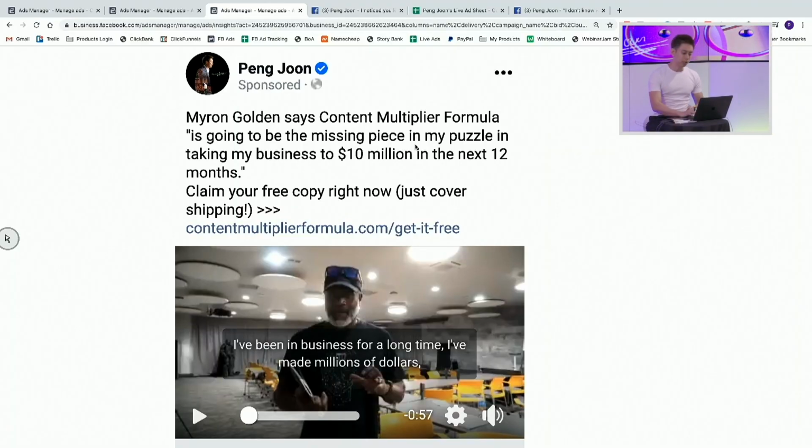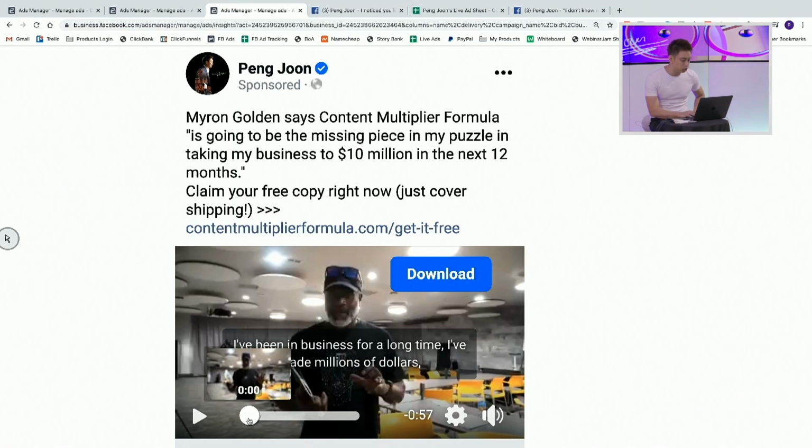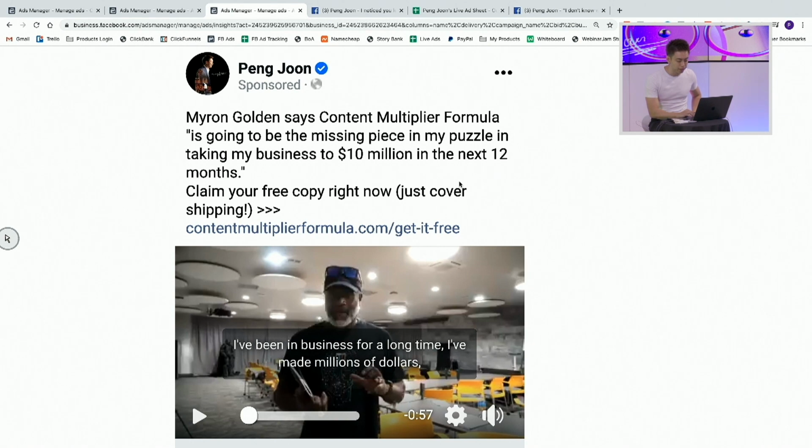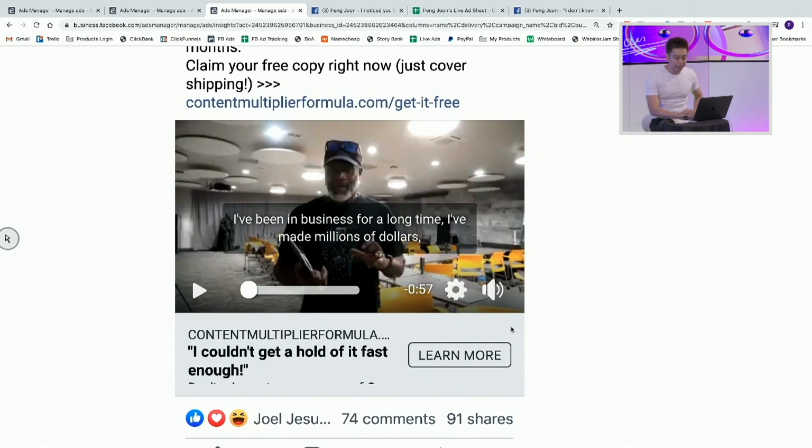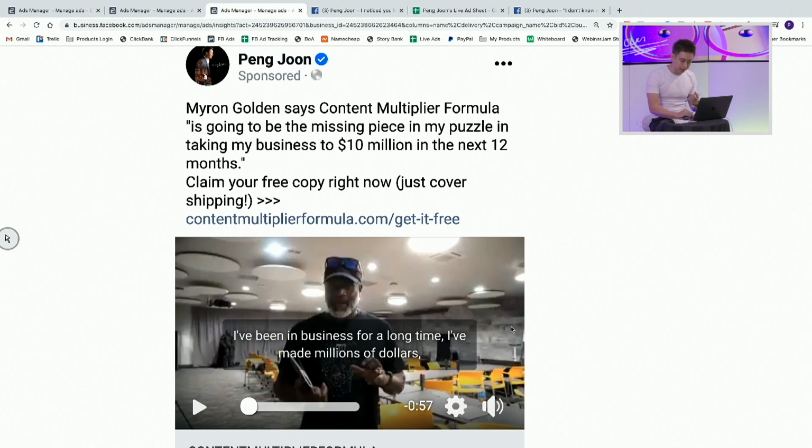So for example, people who visited my page, Content Multiplier Formula, but didn't buy, that is when they might see a retargeting ad that shows something like this. Okay, let me just quickly play you a snippet so that you can understand how that might sound.